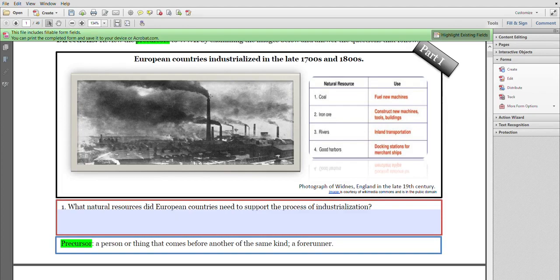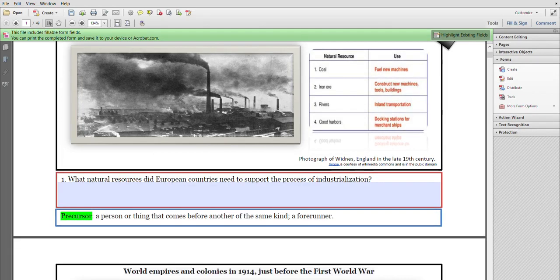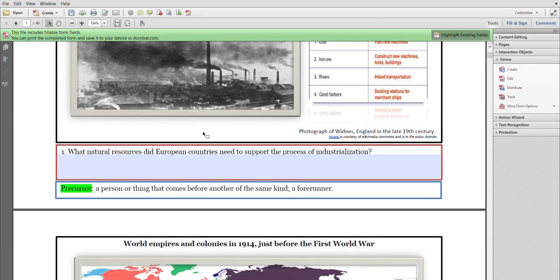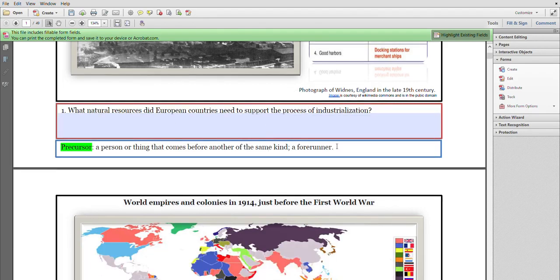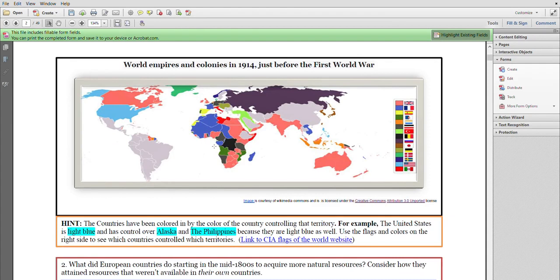The large chimneys and plumes of smoke pouring out of them. First question is, what natural resources did European countries need to support the process of industrialization? So you're going to use the chart to help you answer that question. The definition for precursor, since it comes up a lot in this packet, is here below. The next page, World Empires and Colonies in 1914, just before the First World War.